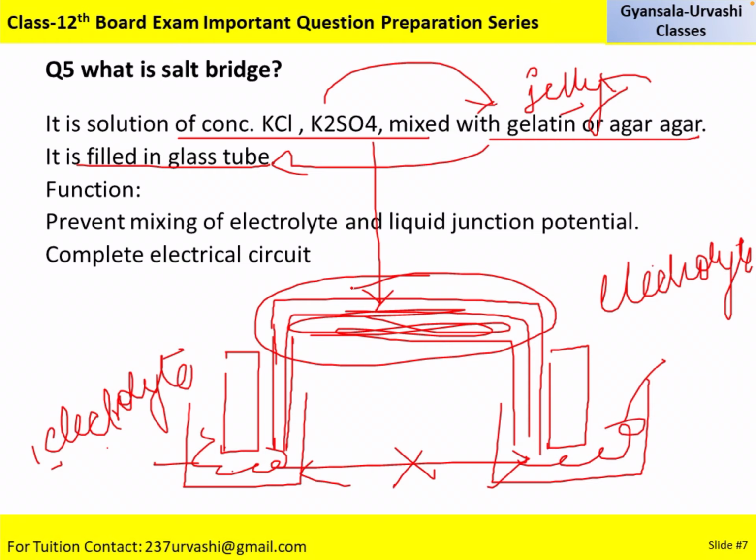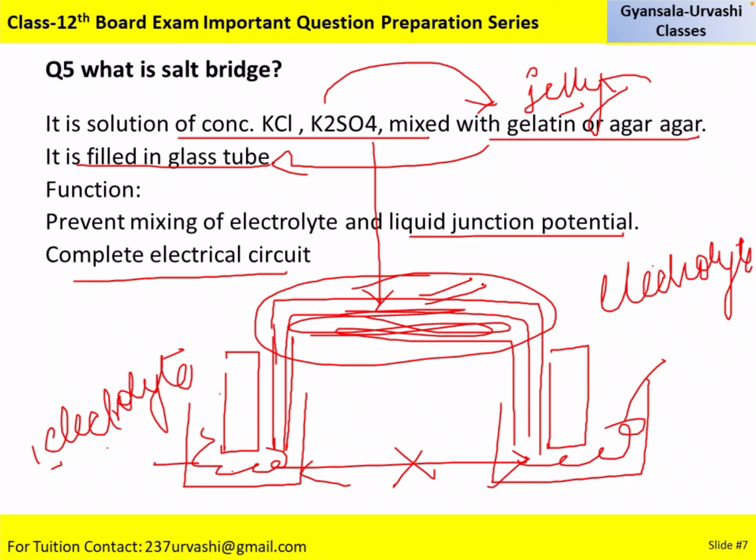It also prevents liquid junction potential. So whatever reduction potential both these electrodes will have, it will maintain that. It will not let that potential vary for the time being. Also, it completes the electrical circuit. Oxidation and reduction reactions will only occur when these two are in a certain electrical setup. So this salt bridge also completes the electrical circuit.